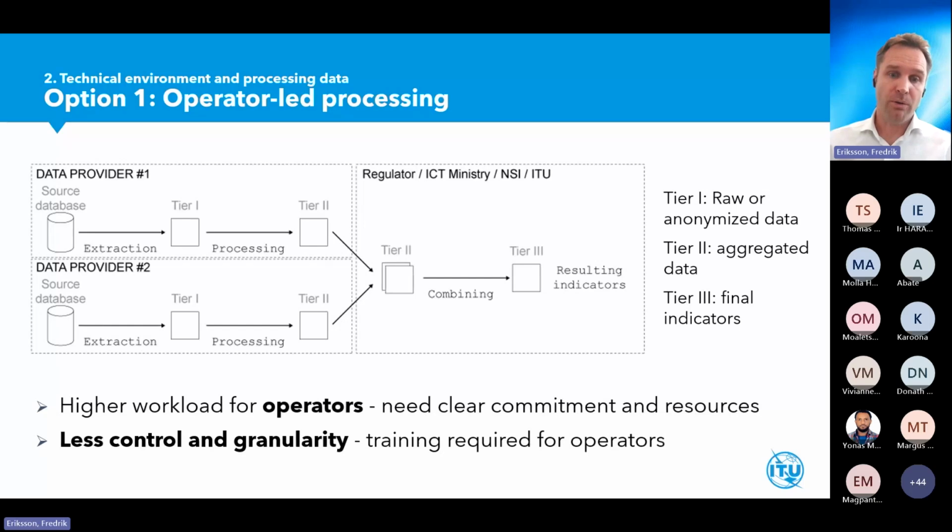And the operators also quite often have the technical infrastructure and the know-how to do that work. But the lack of control also means that you're relying on the operator for many steps of the methodology, and it can include many back and forth between the operator and the agency to ensure that the methodology is followed and that other data is merged collectively and that the resulting data quality is good enough to produce the indicators. It also requires a clear commitment and quite often some internal investments from the operator to do this.